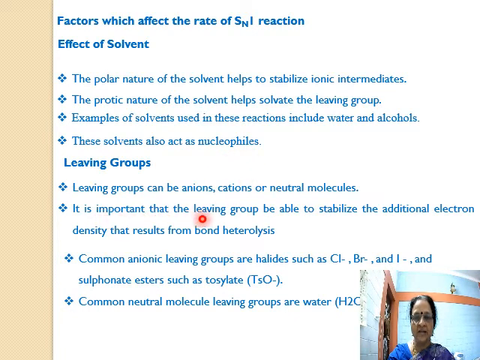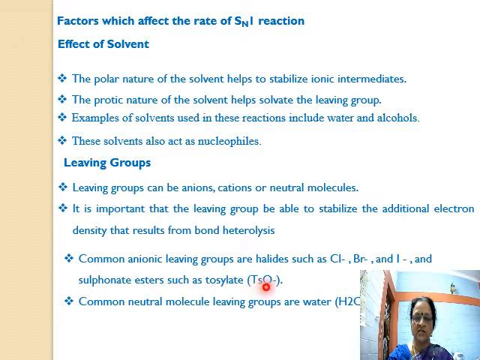It is important that the leaving group stabilize the additional electron density that results from the bond heterolysis. Okay, that particular leaving group should and must be able to bear that additional electron density that results from bond heterolysis. Then the common leaving groups are halogens, and also you can have sulfonate esters such as tosylate.